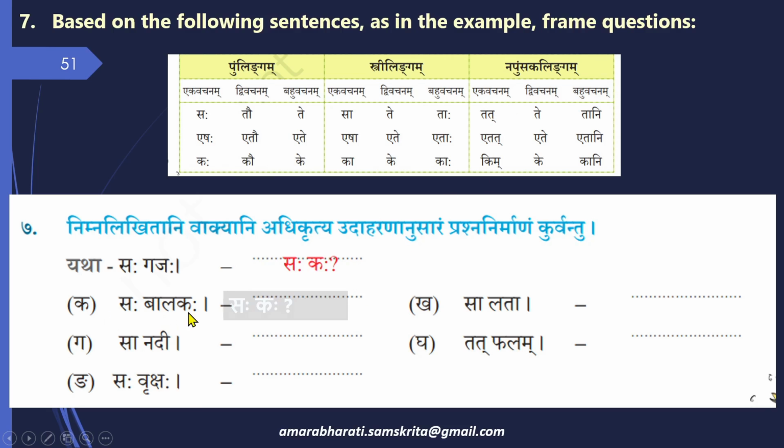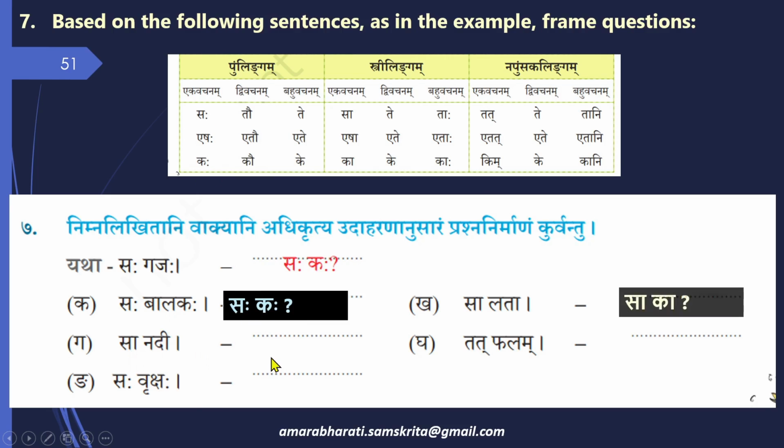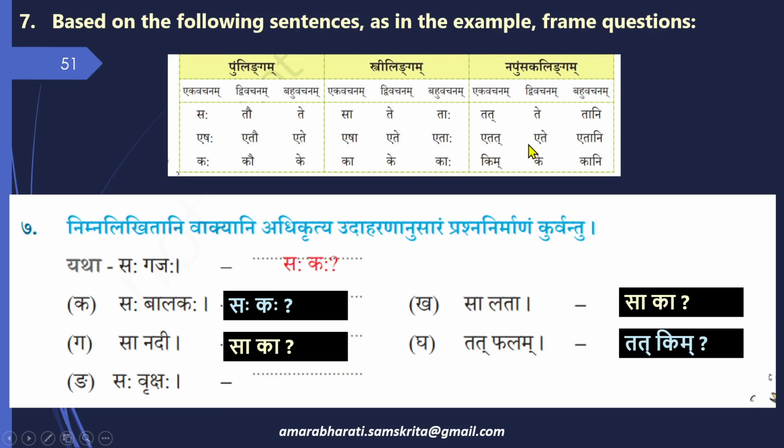Saha Balakaha, Saha Kaha. Sa Nadi, Sa Lata, Sa Ka. Sa Nadi, again, Sa Ka. Tat phalam, tat kim. Ekavachanam napumsakalingam. Saha vrikshaha, saha kaha. Very easy. You have to remember this table at all times. That's what we learn from this lesson.